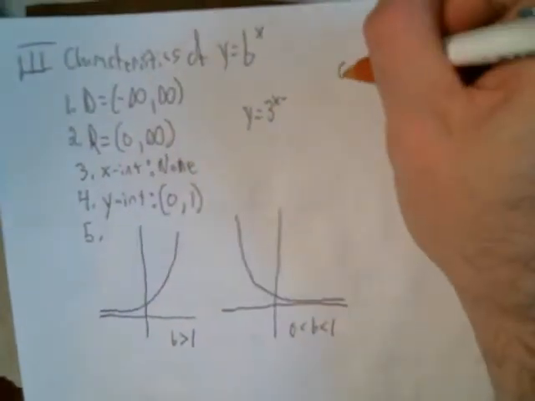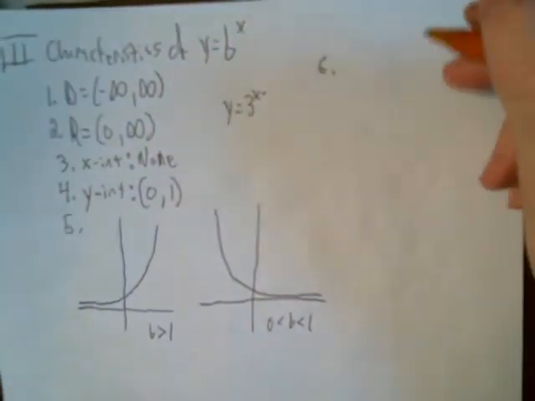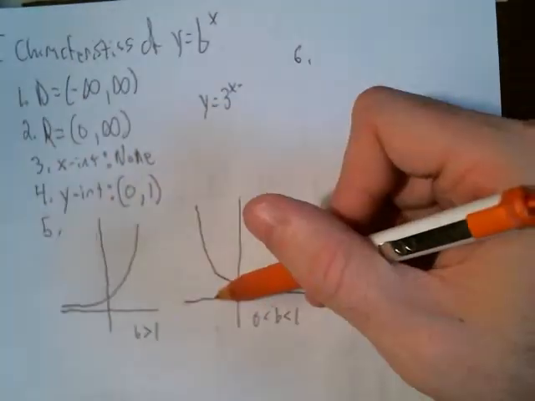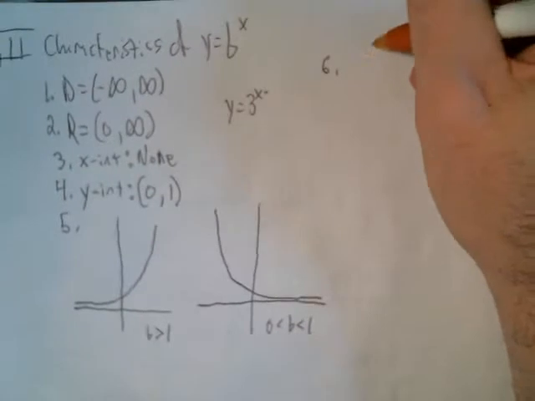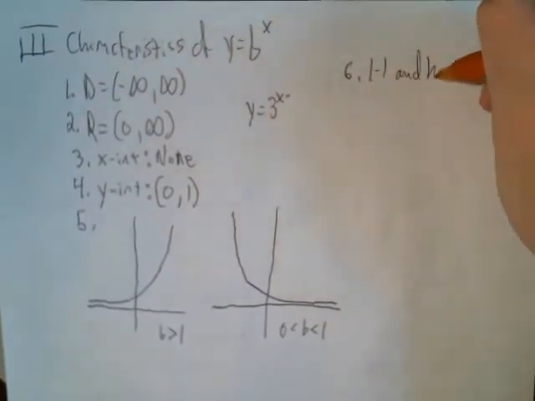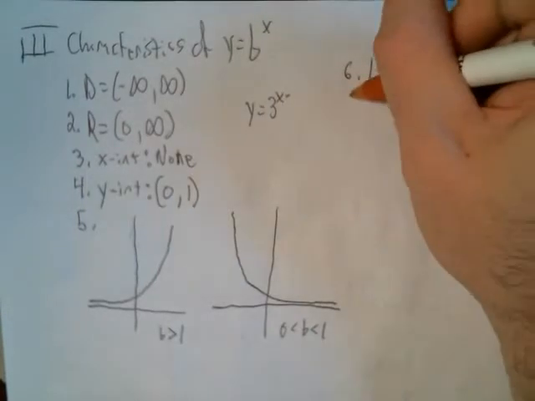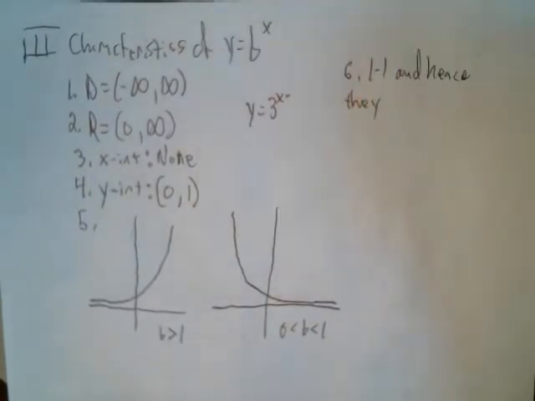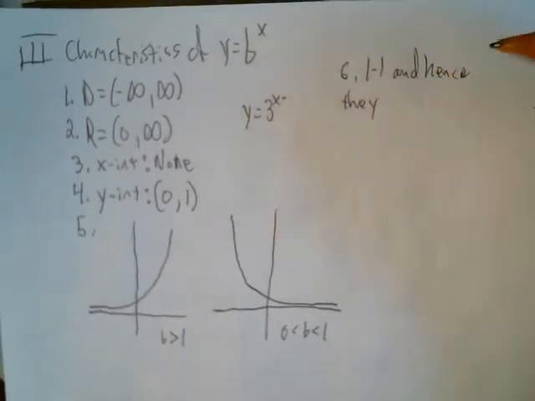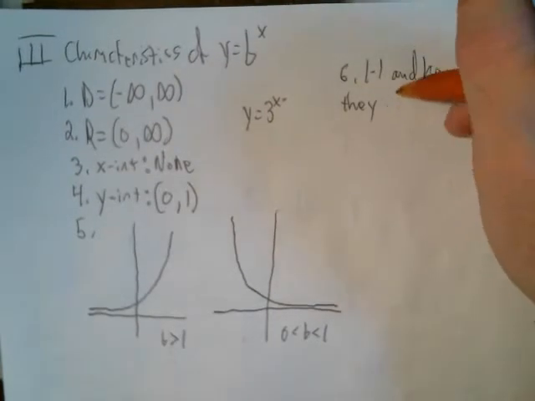Another thing, number 6, these things are one-to-one. So what do I mean by that? They pass the horizontal line test, and therefore they are invertible. So they're one-to-one, and hence they have inverses. Well, we're not talking about what they are yet, but we will see them, and we have to study those in great detail. Those are going to be the logarithmic functions.